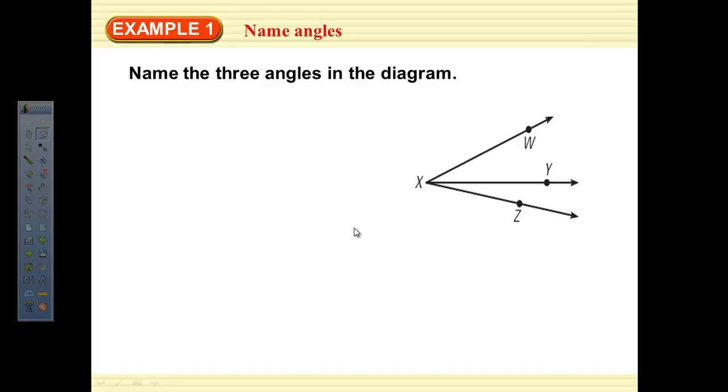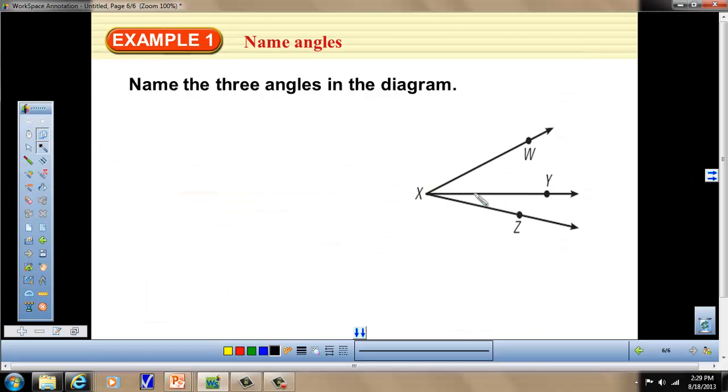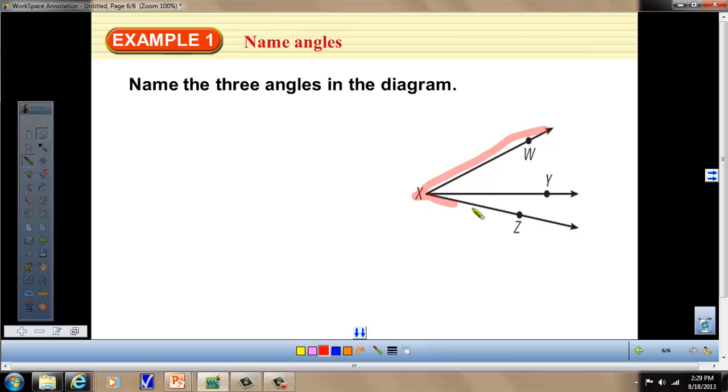We're going to look at naming angles and also measuring angles using a protractor. So we're going to start off looking at the three angles that are here. It may look like there's only two angles, but there's also the big angle right here. Let me show you real quick. This is the big angle, and then there's these two angles right here. So there's three altogether.